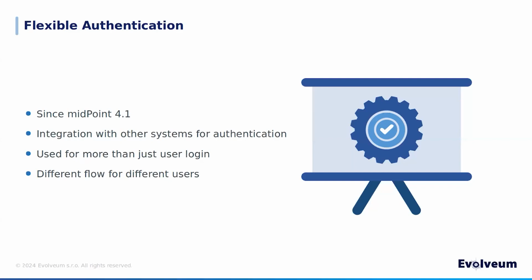Flexible authentication can also be used for more than just simple user login. It can be used for other flows such as password reset or registration confirmation, where we can use different authentication flows for different groups of users. So for password reset, we can use mail nonce for one group of users, and for another group, we can use security questions in combination with authentication of some user attributes. Of course, we can also use different authentication flows for different user groups when logging into midPoint.